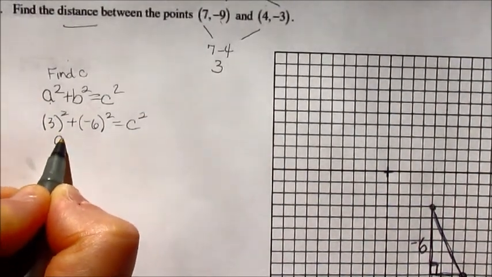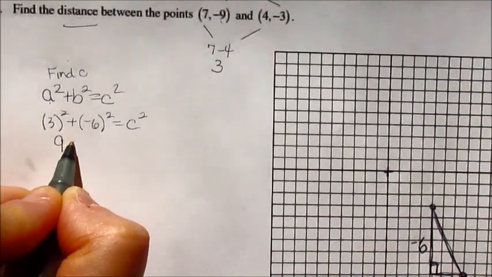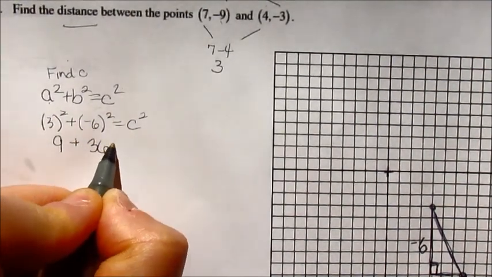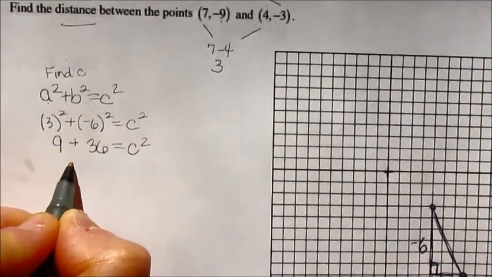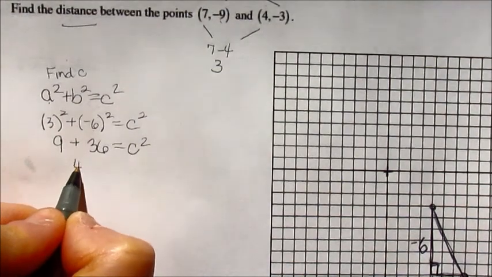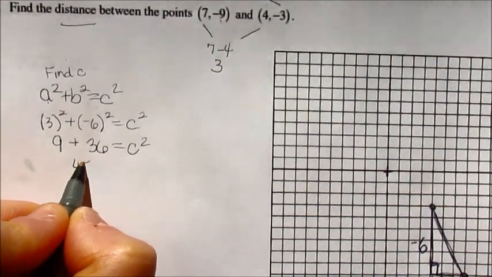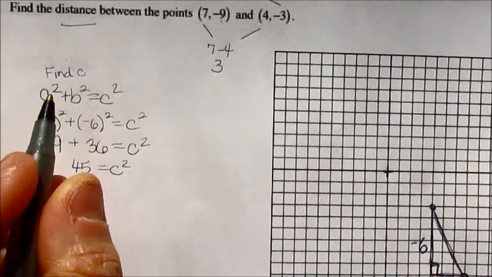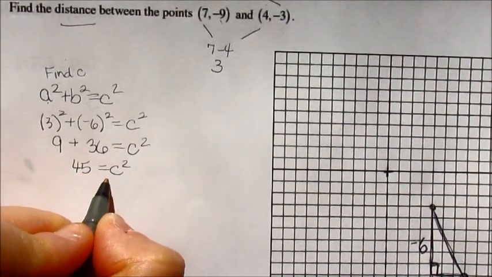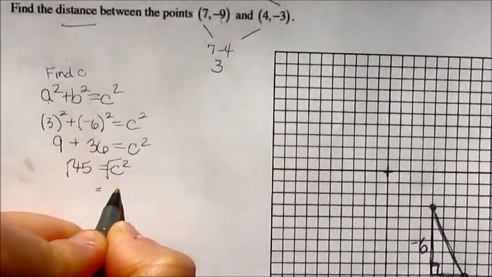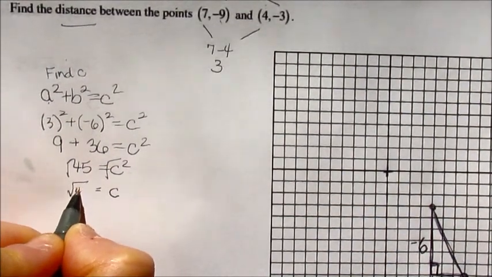3 squared is 9. You have to do exponents first. -6 squared is 36 equals c squared. When we add these two together, we get 45 equals c squared. To solve for this, we use the square root property. Take the square root of both sides. We get c is the square root of 45.